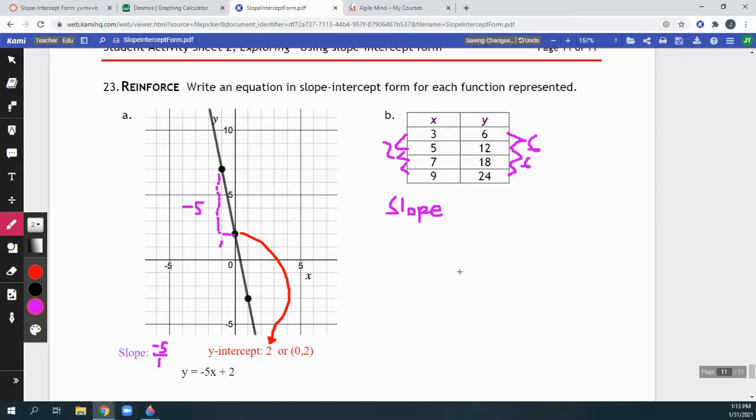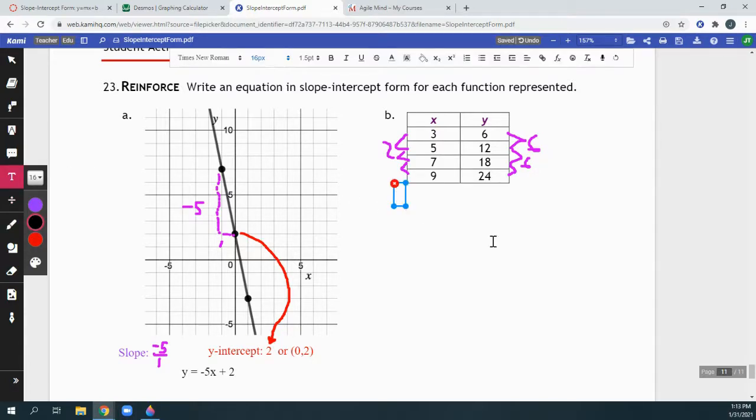Actually, I'll do that because it's much cleaner. But finding the intercept, how would you find that? Think about that while I type. How would I find the intercept? Slope equals 6 over 2.